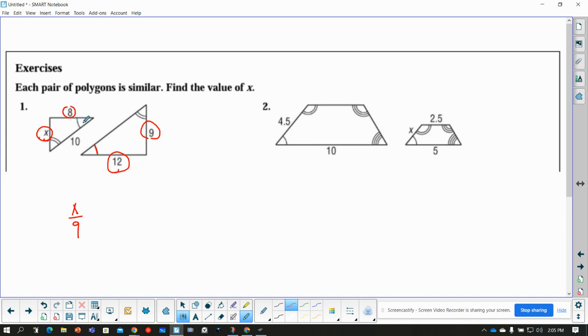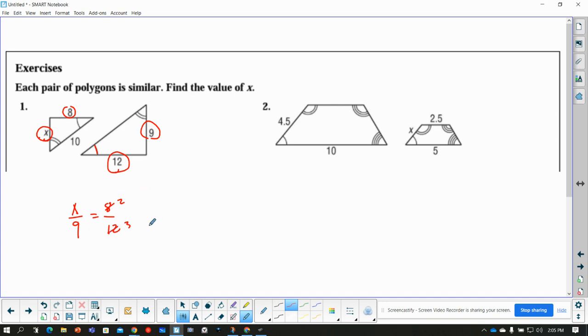So if I do the x on the top, 9, 8 would go with the 12. Not 12 over 8, it'd be 8 over 12, right? I have to be consistent. One shape goes in the numerator, the other shape has to go in the denominator, okay? All right, so now we can solve. I'm going to simplify here. 4 goes into this twice, 4 goes into this 3 times.